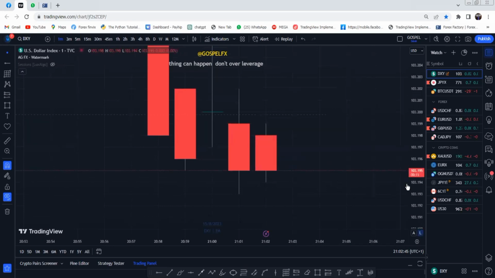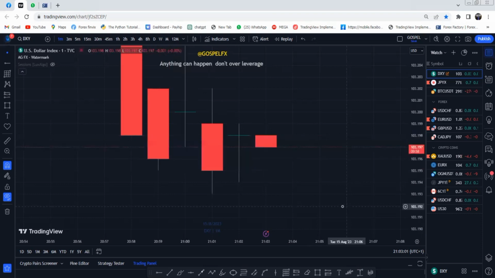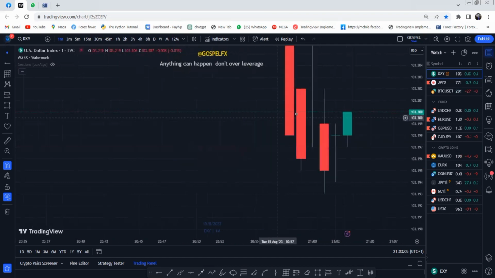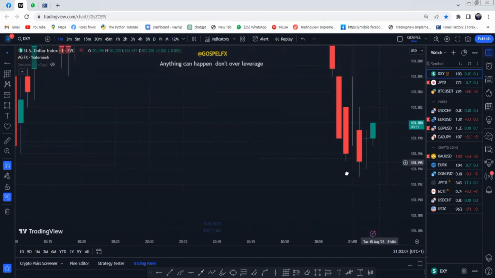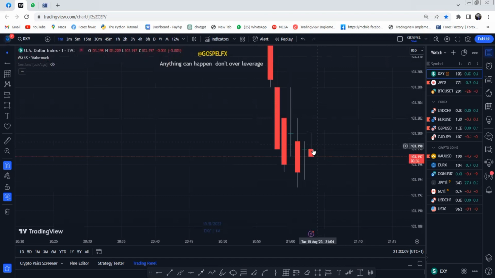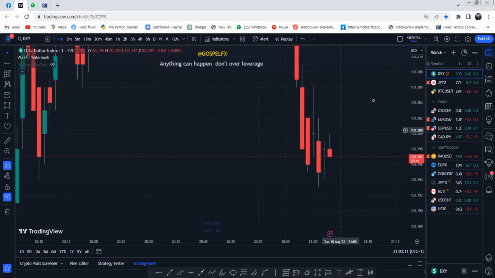So we have like 14 seconds for this one to close and a new candle to open. We have 6 seconds, 4, 3, 2, 1 second, and boom, a new candle should form. Now this candle has closed and a new candle has formed. That's how it is done. This is the 1 minute chart, which is why it was very fast for the candle to open and close.